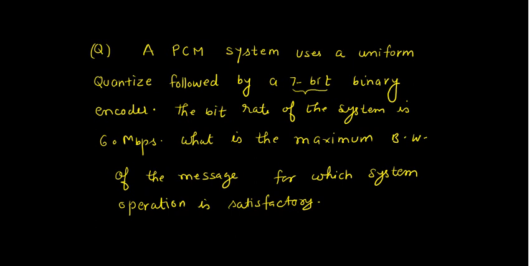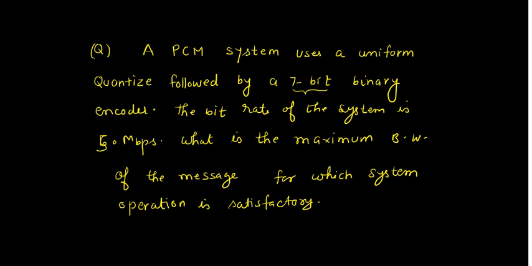So once we convert all the samples, we get a sequence of bits. The problem says that the bit rate of this system is 60 Mbps, or okay, let's assume it's 50 Mbps. Then what is the maximum bandwidth of the message for which system operation is satisfactory?